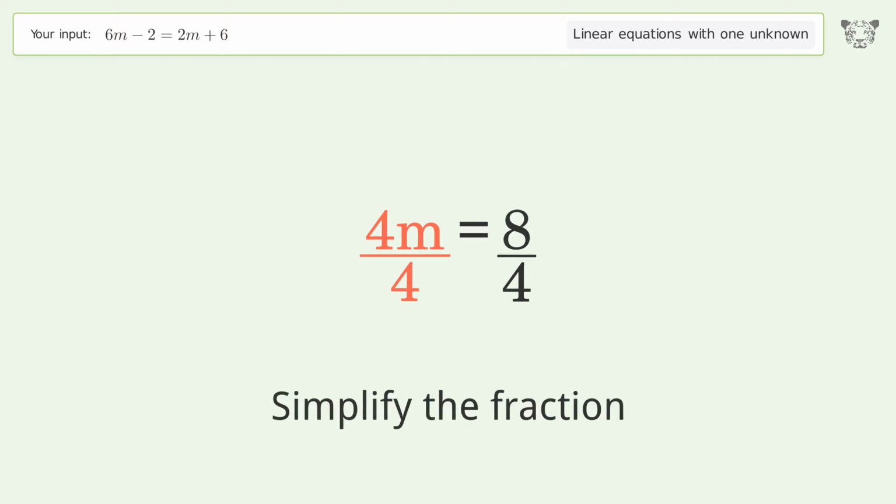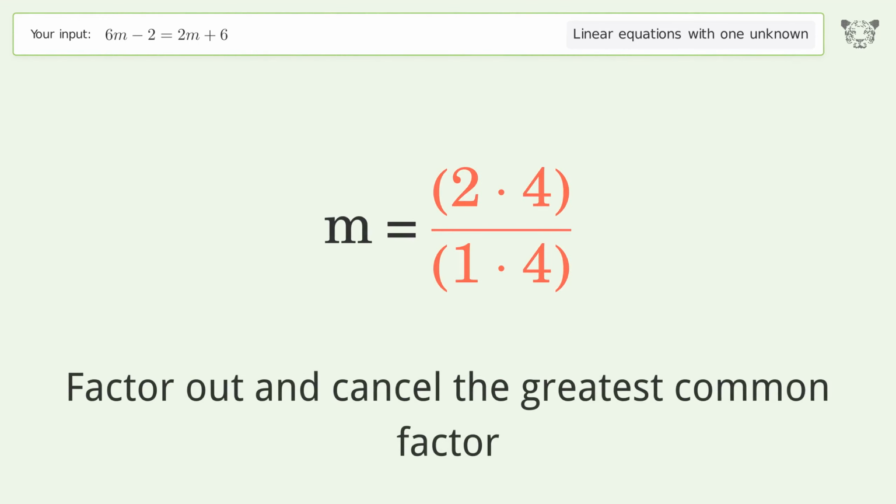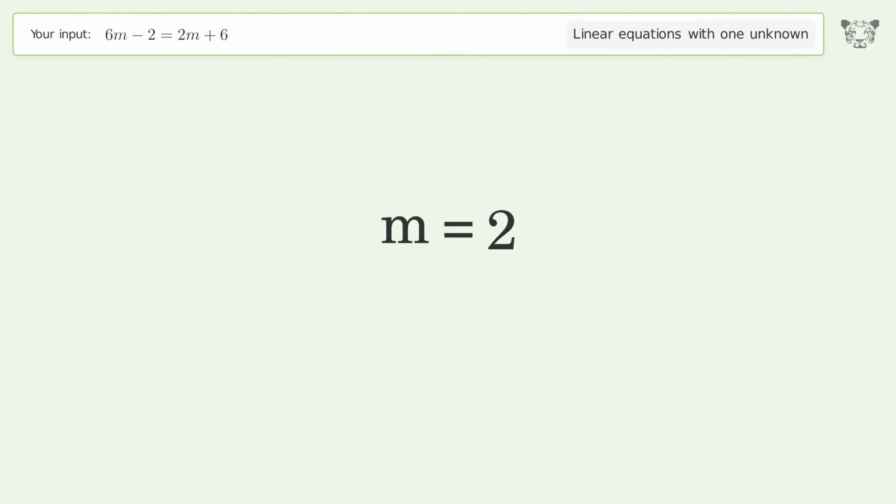Simplify the fraction. Find the greatest common factor of the numerator and denominator. Factor out and cancel the greatest common factor. And so the final result is m=2.